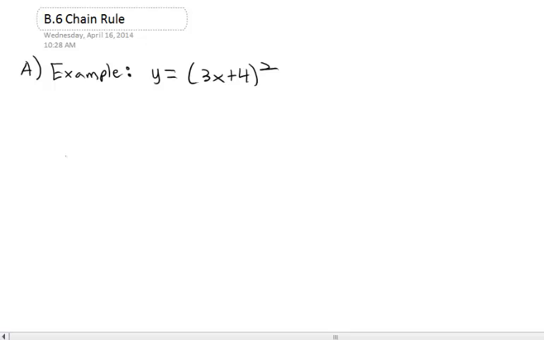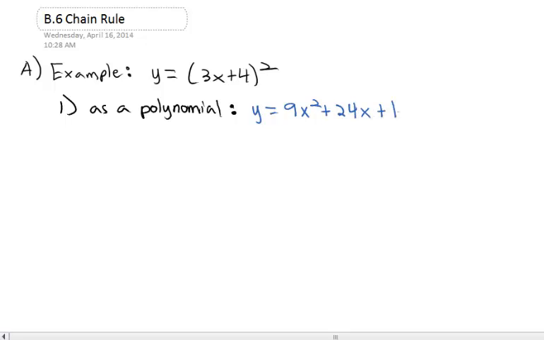Now, in order to take the derivative, we've done it several ways. The first way we did it was as a polynomial. We said, well, we can square this and say y is equal to 9x squared plus 24x plus 16. And then we can take the derivative like a polynomial. y prime is equal to 18x plus 24.